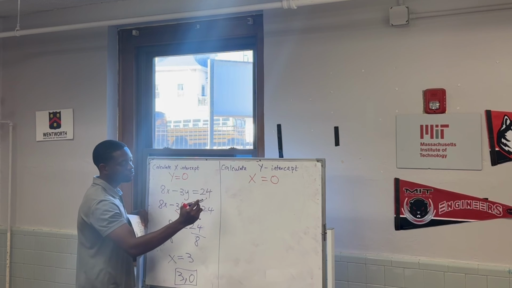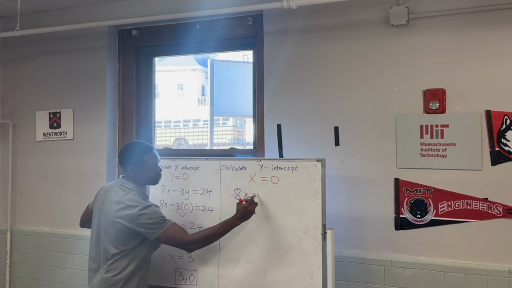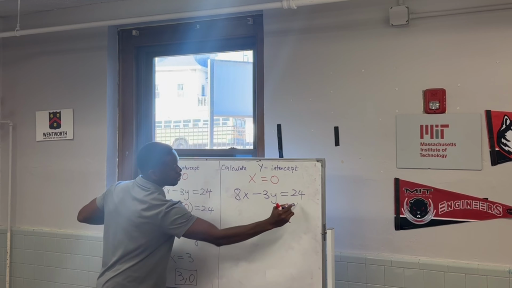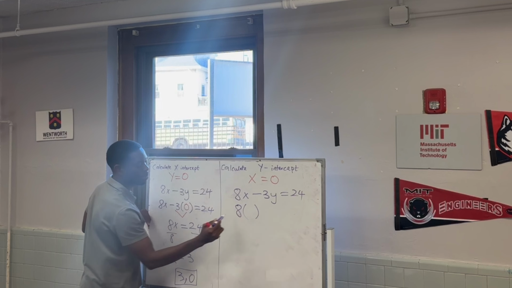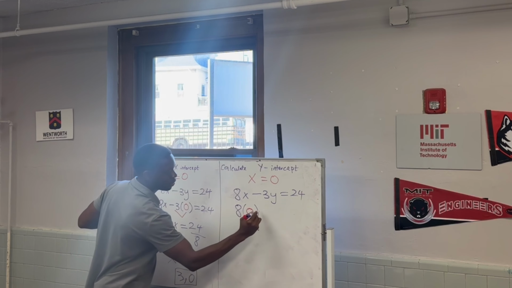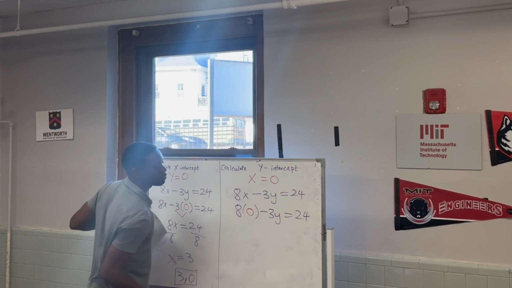On this side, we'll do the same thing. What's the equation? Somebody read it for me. What is that? 8x minus 3y equals 24. Same thing, we'll replace it. But this time, instead of y, what do I replace x by? 0, right? So minus 3y equals 24, right?